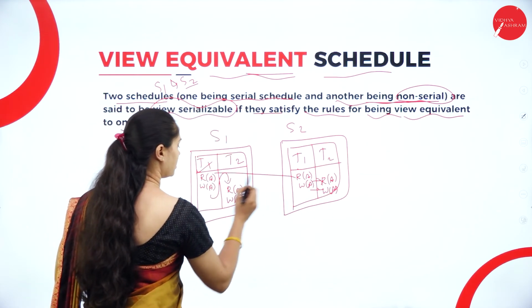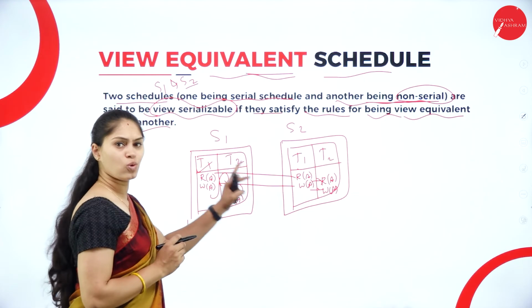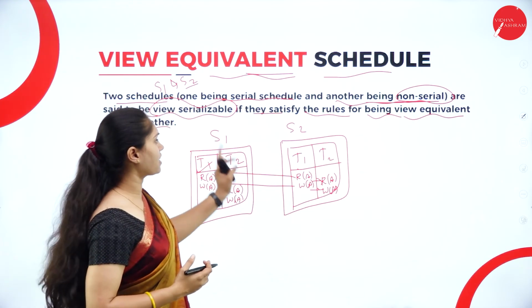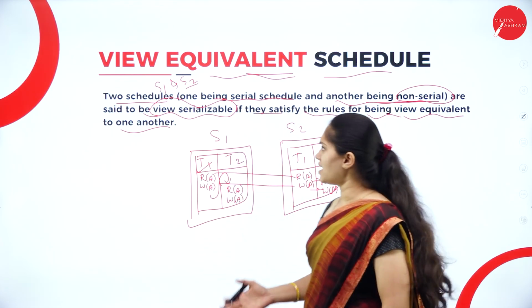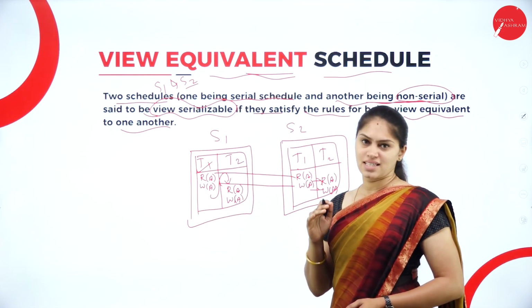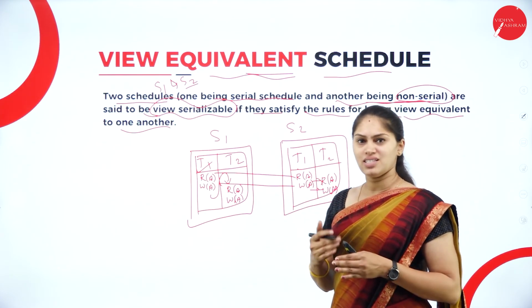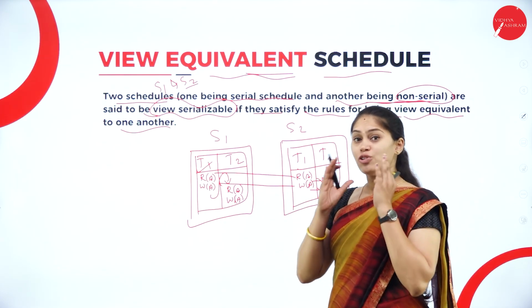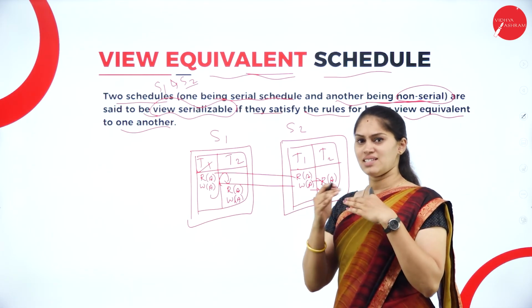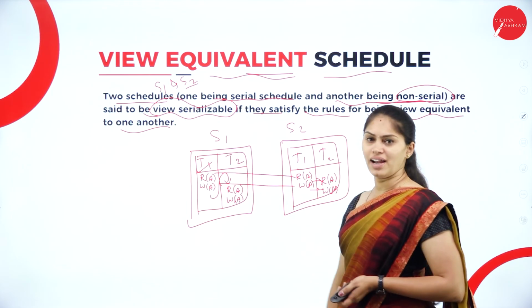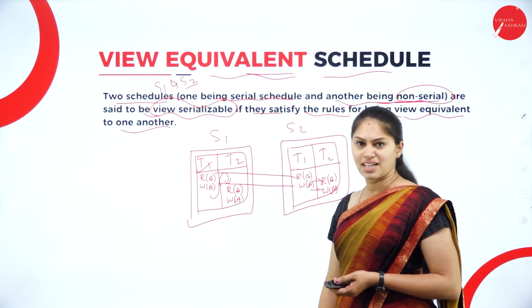But if you consider this one and this one, both look alike and are identical for viewing purposes, then we can say that kind of serializability is view equivalent serializability. Whether serial or non-serial scheduling is happening, if the view to the user is the same, then we call it view equivalent scheduling or serializability.